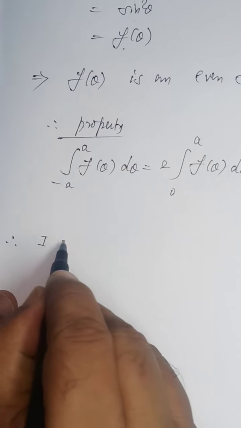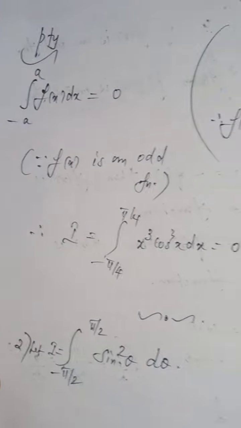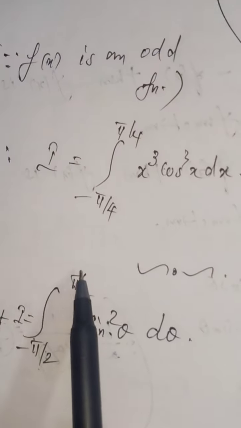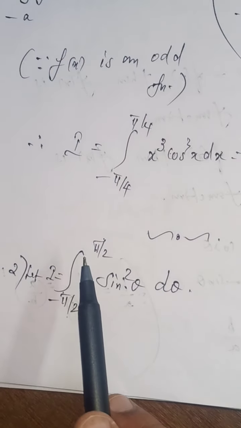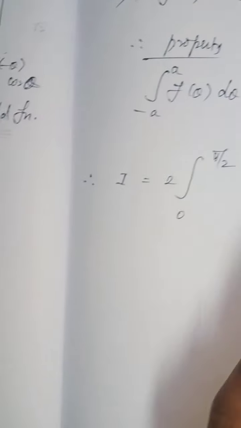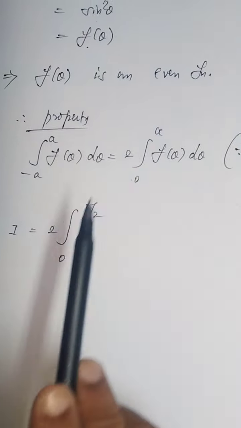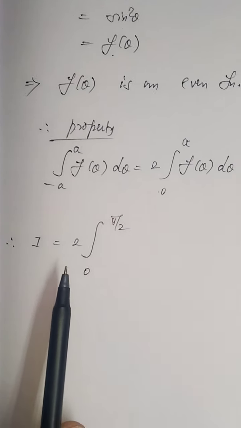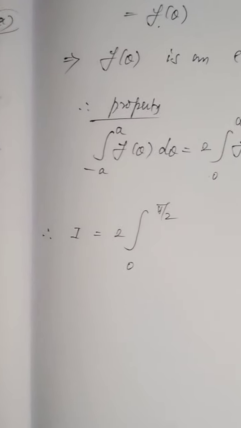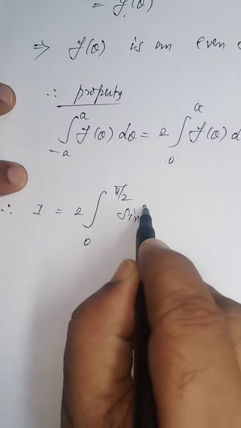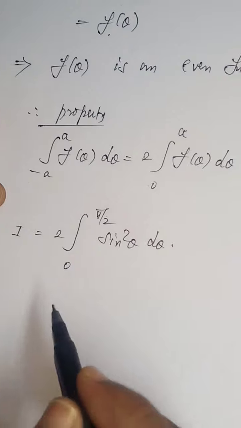Therefore, the given integral I equals 2 times integral from 0 to pi by 2. Please listen. What is given? Minus pi by 2 to plus pi by 2 becomes 2 times 0 to pi by 2 according to this property. Minus a to plus a becomes 2 times 0 to a. So, minus pi by 2 to plus pi by 2 becomes 2 times 0 to pi by 2 of f of theta. What is f of theta? Sine squared theta d theta. We have to integrate.